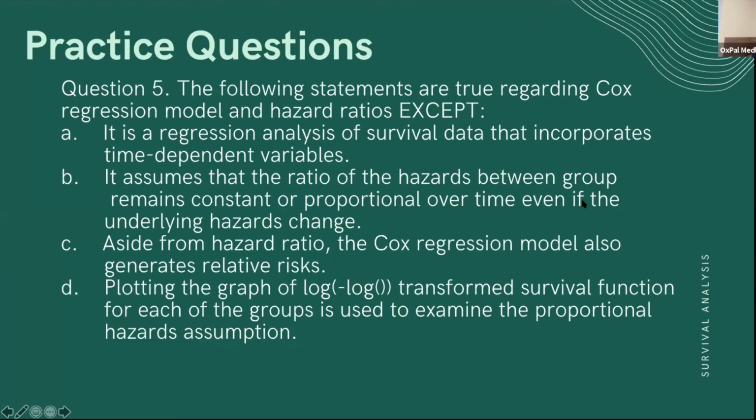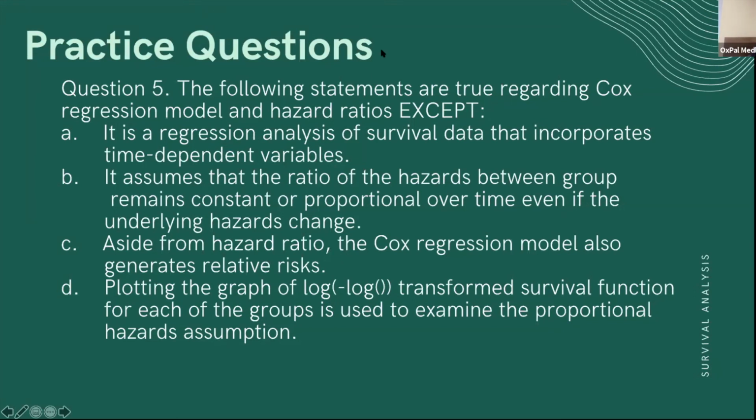And then lastly, the following statements are true regarding the Cox regression model and hazard ratios, except: letter A, it is a regression analysis of survival data that incorporates time-dependent variables. Letter B, it assumes that the ratio of hazards between groups remains constant over time. Letter C, aside from hazard ratio, the Cox regression model also generates relative risk. And letter D, plotting the graph of the log of the negative log transformed survival function is used to examine the proportional hazards assumption.